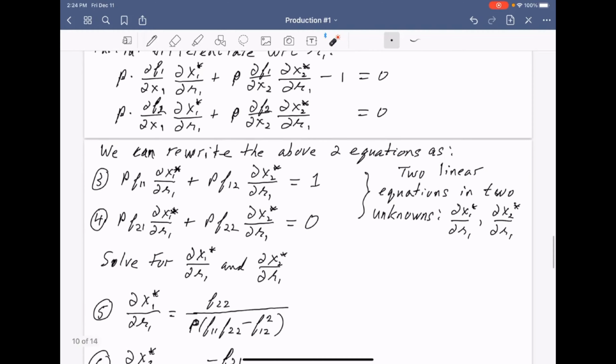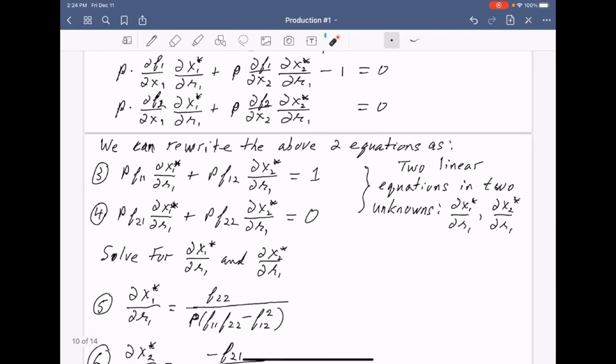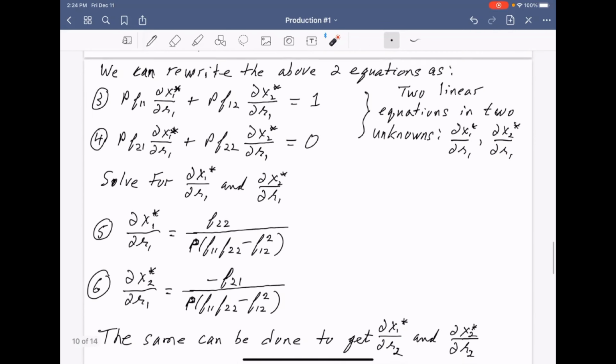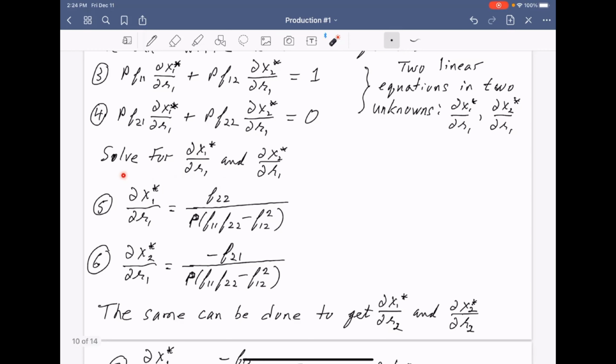We have two linear equations and two unknowns. The unknowns are dx1 star with respect to R1, and dx2 star, the derivative of x2 star with respect to R1 as well. It's these two unknowns that we're going to solve for. Solving for these gives this result here, 5 and 6. Notice that we have the same denominator in both cases: P times F11 F22 minus F12 squared.